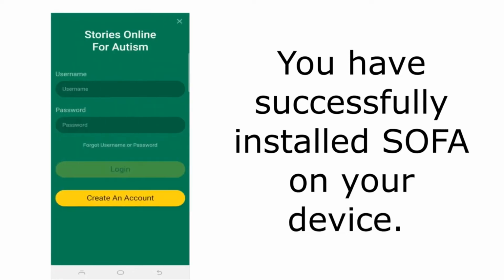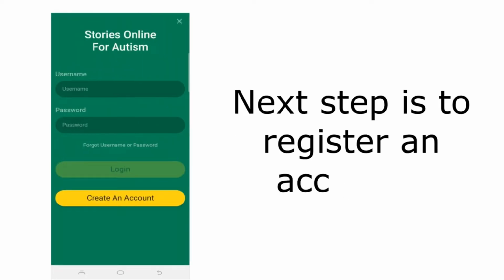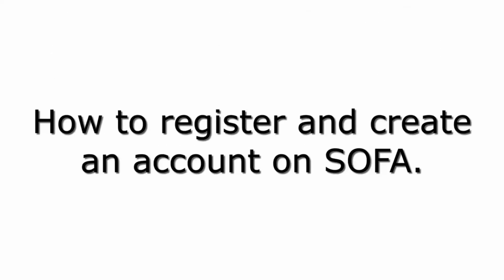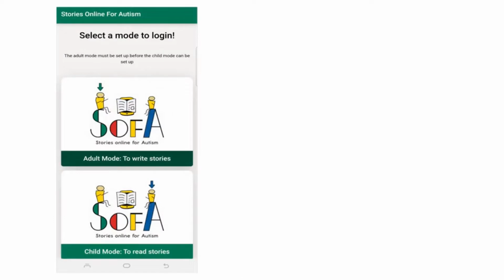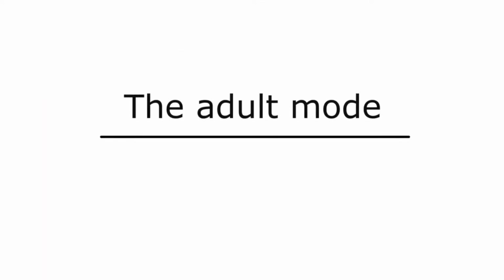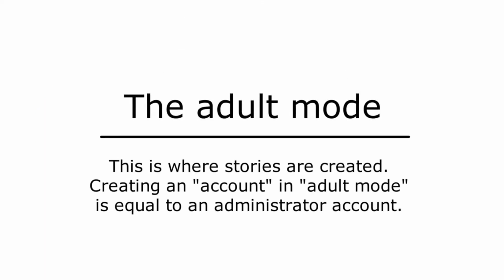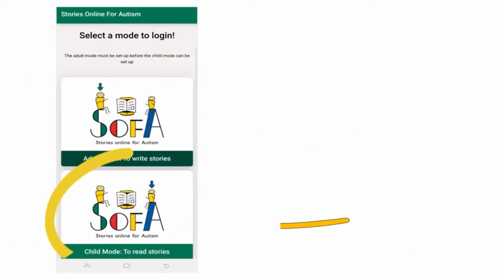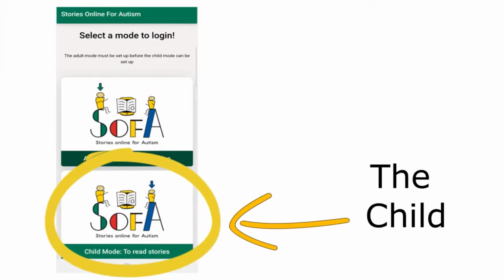Opening the application will take you to the landing page. The next step is to register an account. Upon launching, you will be presented with a login screen with two modes. Tapping on the top icon will take you to the adult login screen. The adult mode is where stories are created. The icon at the bottom of the screen will take you to the child mode. This is where stories are read to a child or individual.